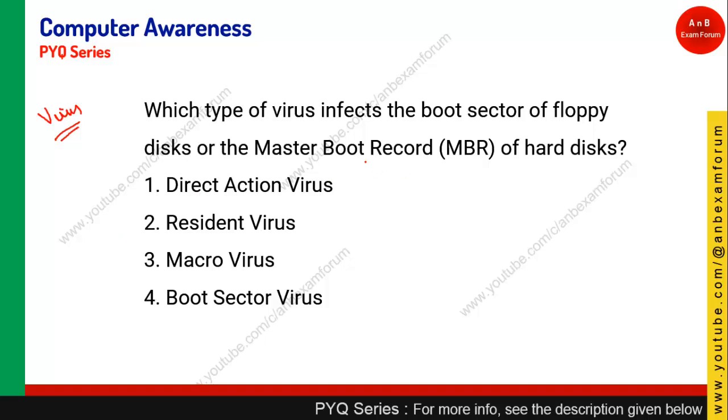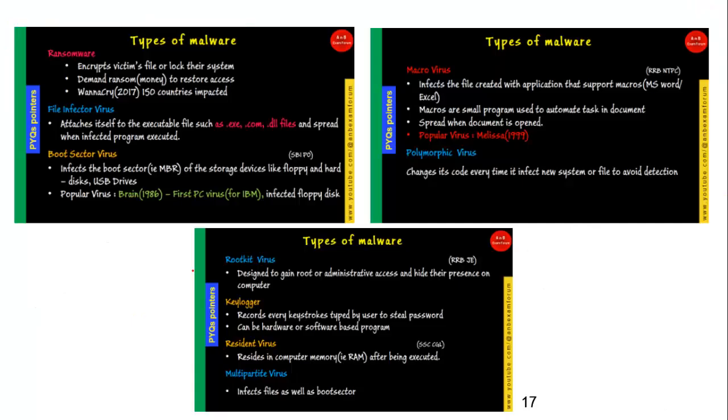So if you see, boot is there, yes, boot is there. So boot sector virus, which is going to affect the master boot record of the hard disk. So boot sector virus is the right answer. Okay, so we have seen in the theory portion that there are different types of malware.